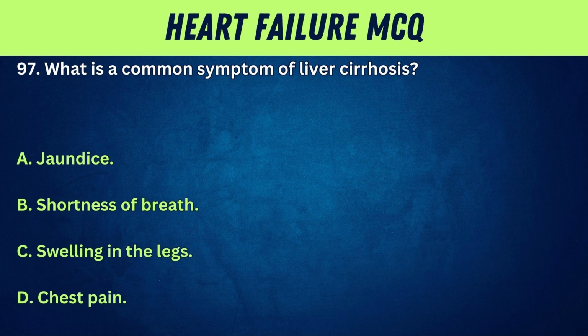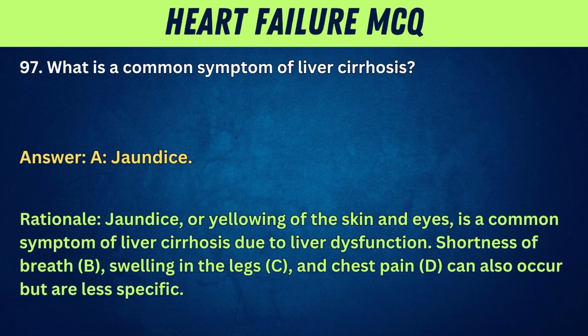97. What is a common symptom of liver cirrhosis? A. Jaundice. B. Shortness of breath. C. Swelling in the legs. D. Chest pain. Answer: A. Jaundice. Rationale: jaundice, or yellowing of the skin and eyes, is a common symptom of liver cirrhosis due to liver dysfunction. Shortness of breath, B, swelling in the legs, C, and chest pain, D, can also occur but are less specific.